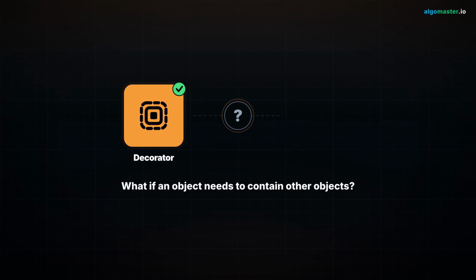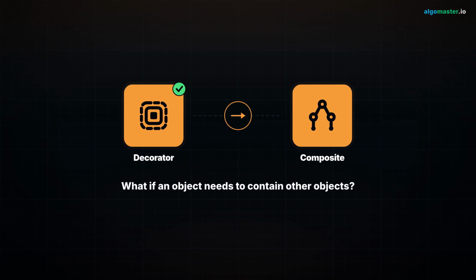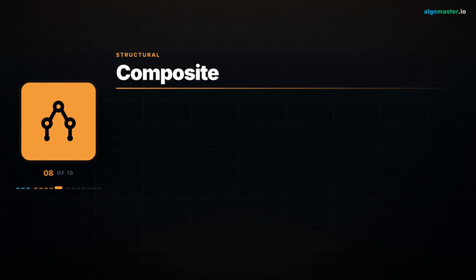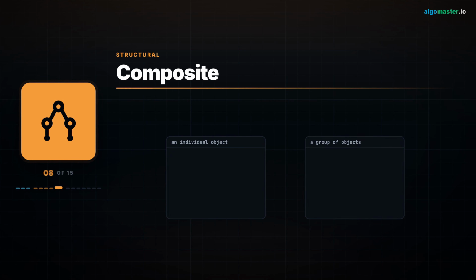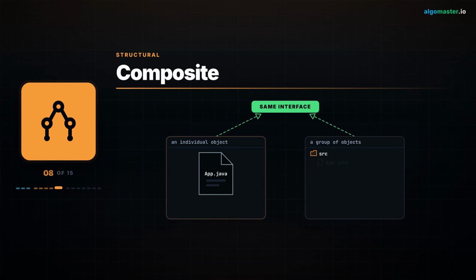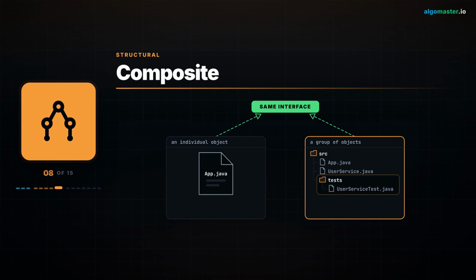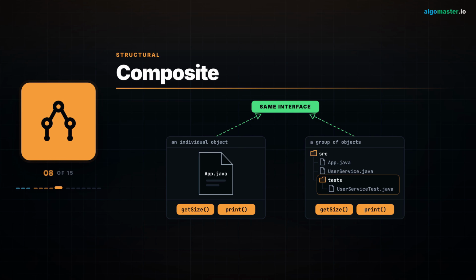A decorator wraps one object and adds behavior around it. But what if an object needs to contain other objects? That brings us to the next pattern, Composite. The Composite pattern lets us treat individual objects and groups of objects through the same interface. A file system is a perfect example. A file is a single object, while a folder can contain files and other folders. But we still want to perform operations like calculating size or printing details on both.